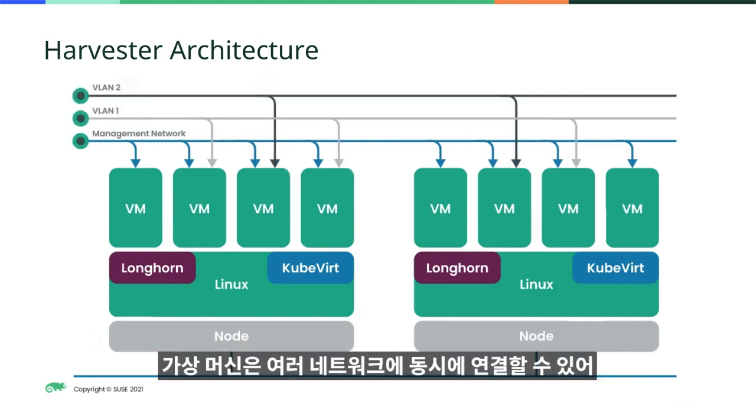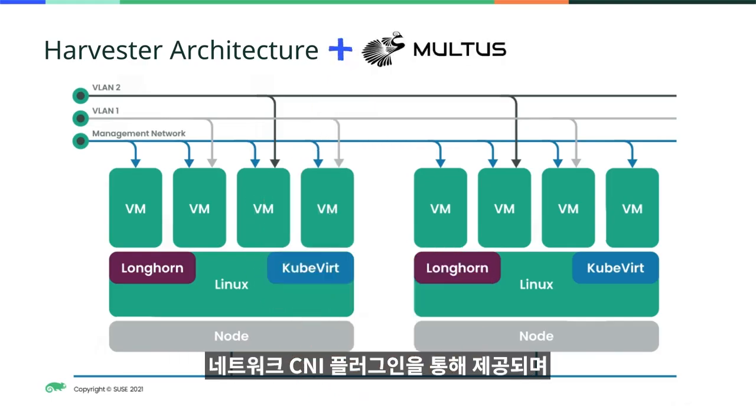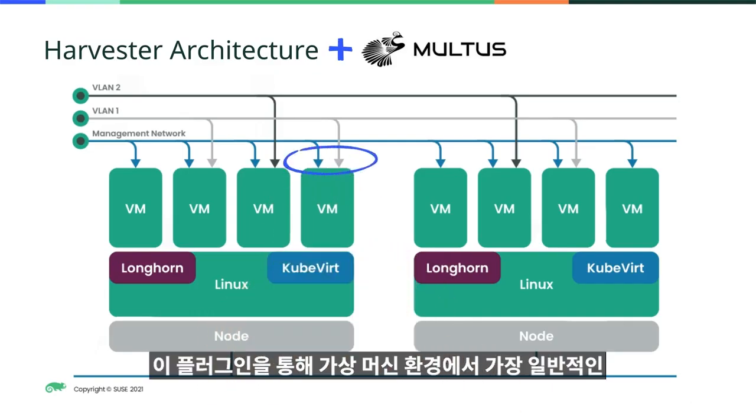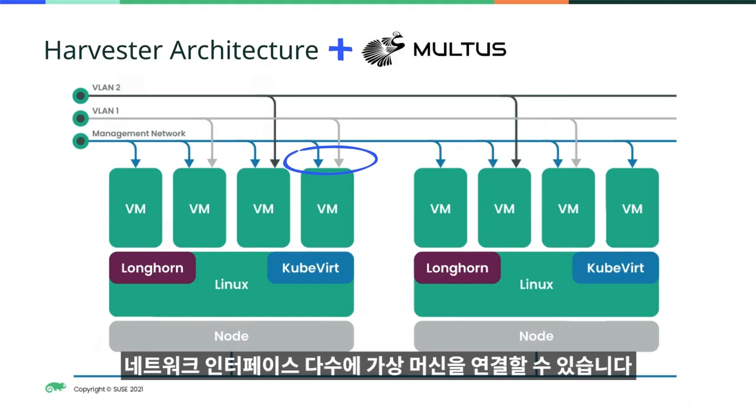The virtual machine can connect to multiple networks at the same time, providing the ability to isolate the traffic across virtual machines. Now, this networking is provided by Multus, as well as Harvester's Network CNI plugin, which allows a virtual machine to be connected to multiple network interfaces, which is very common within the virtual machine world.